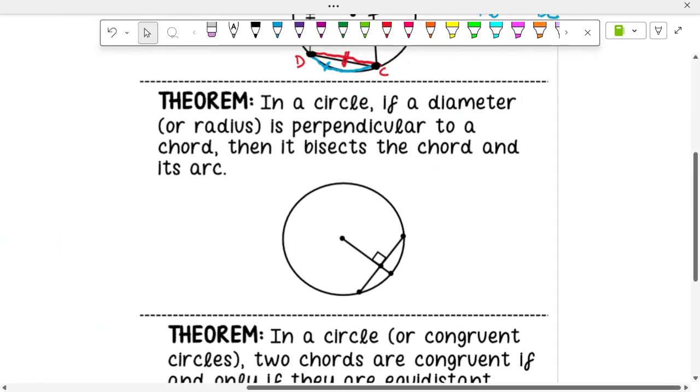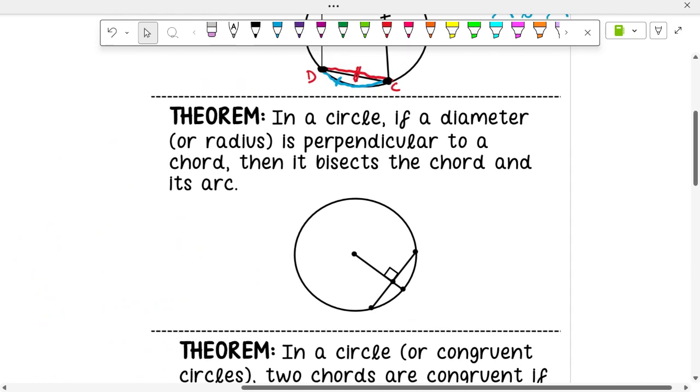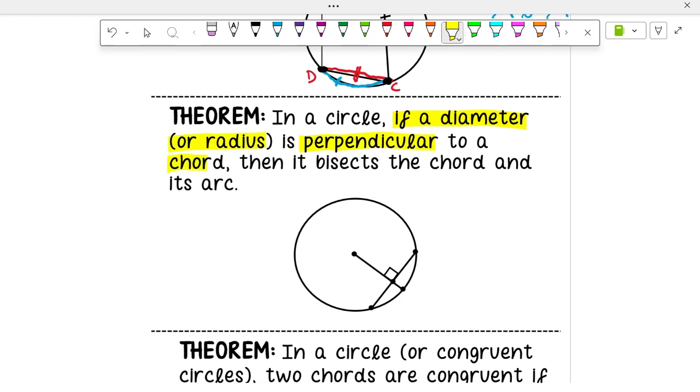Let's look at the second theorem back on the front. In a circle, if a diameter or radius is perpendicular to a chord, then it bisects the chord and its arc. What does bisect mean? Cut in half. Bisect means cut in half.